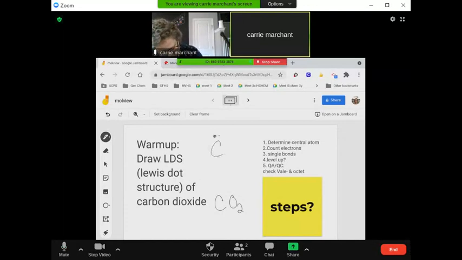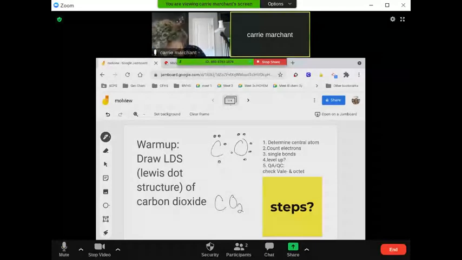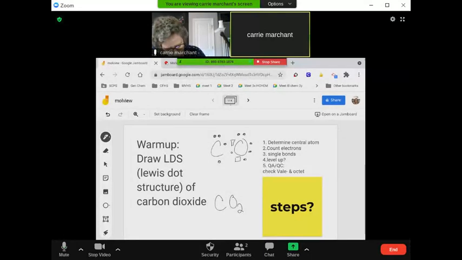Carbon, 1, 2, 3, 4 valence electrons because he's in group 14. Oxygen, 1, 2, 3, 4, 5, 6 valence electrons because he's in group 16. How many gaps or how many bonding sites does he have? Okay. Oxygen has 2, so he can now have 2 bonds.